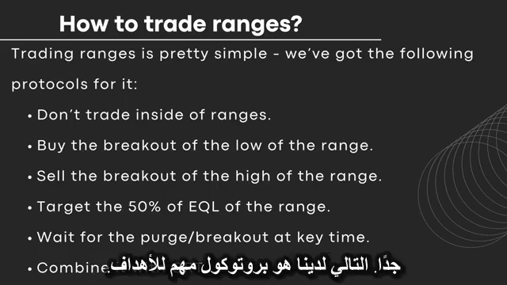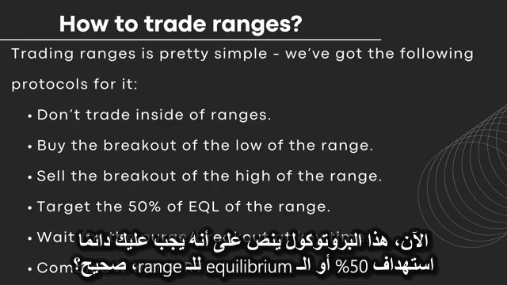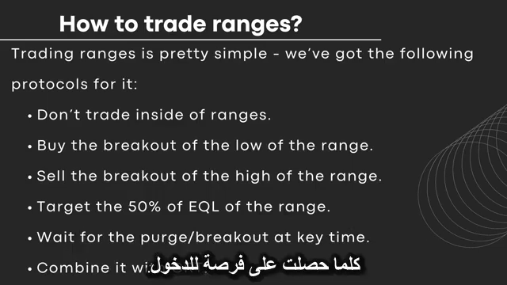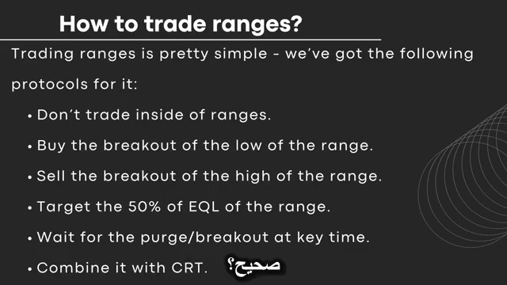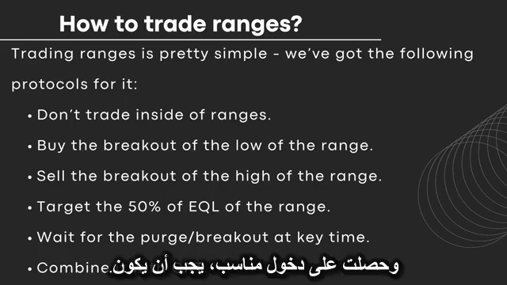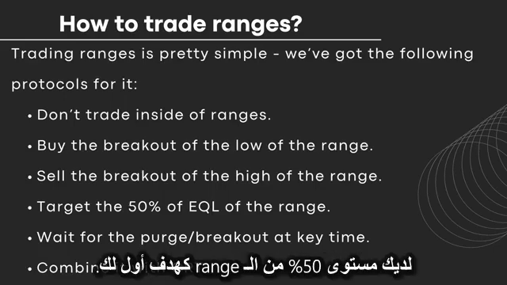Next one we've got is an important protocol for targets. Now this one says that you must always target 50% of the equilibrium of the range, right? Whenever you get an entry, and you get a proper entry, you must always have the 50% of the range as your first target.